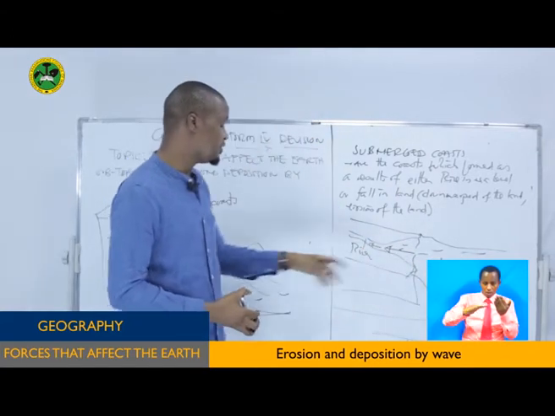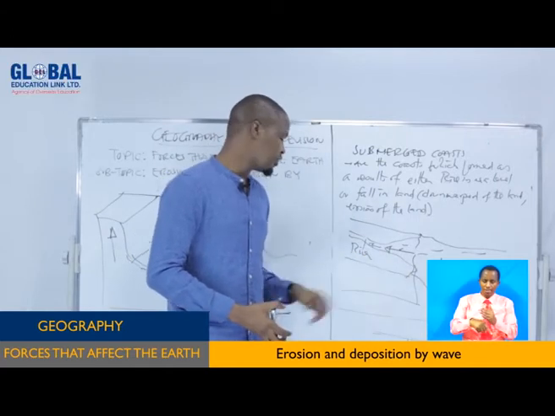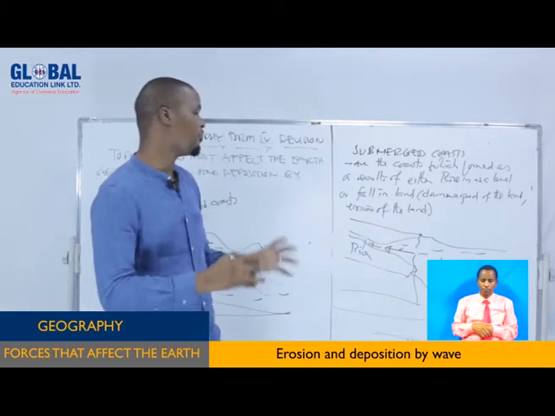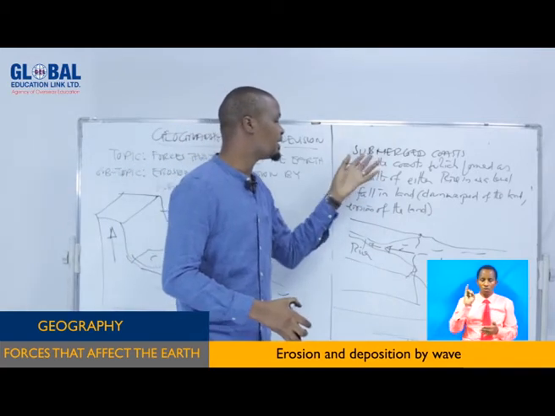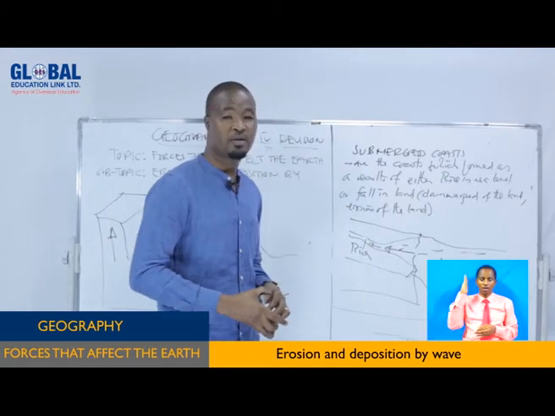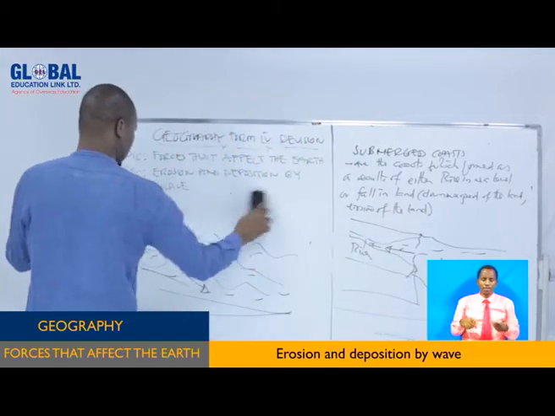So we'll see different features formed as a result of rising sea level. For instance, the rias and estuary. Are you with me? Those are examples of features formed as a result of the submerged coast. They indicate the presence of the submerged coast. Are you with me? Then we have the neutral or the stable coast.